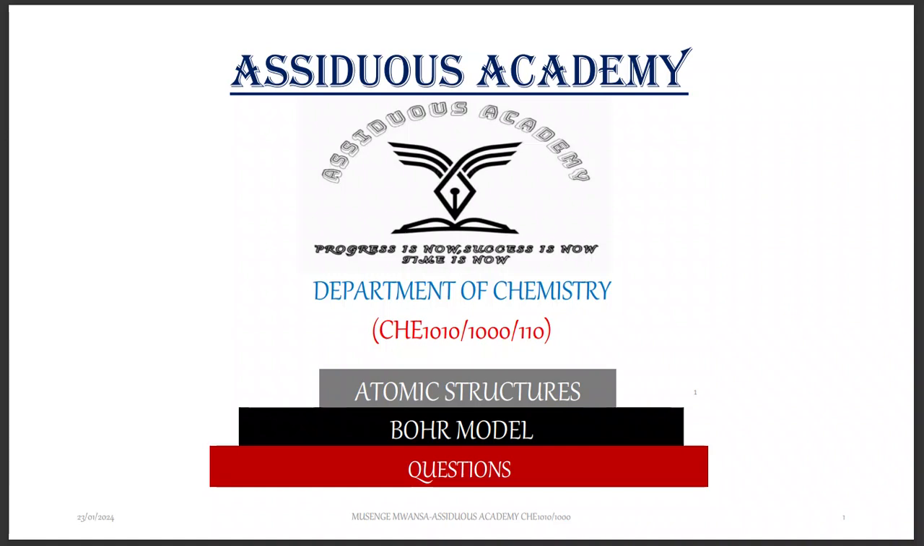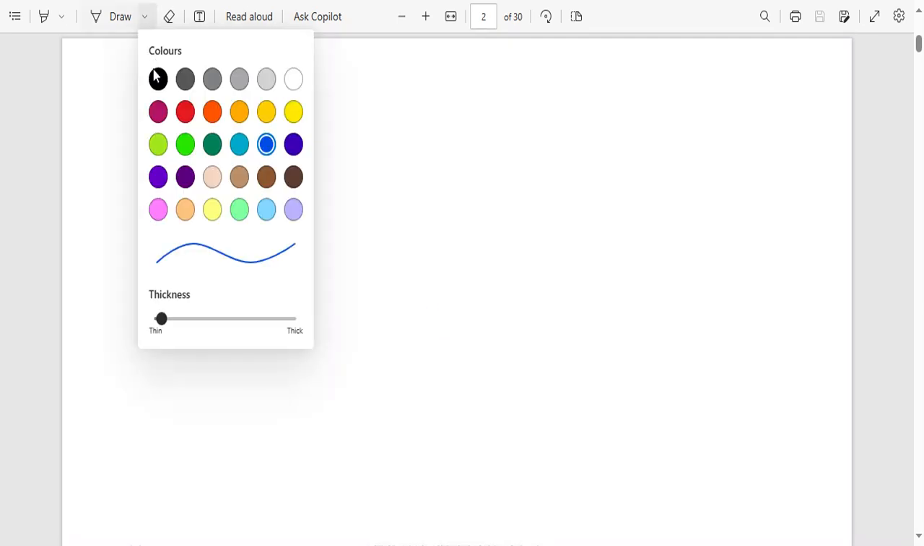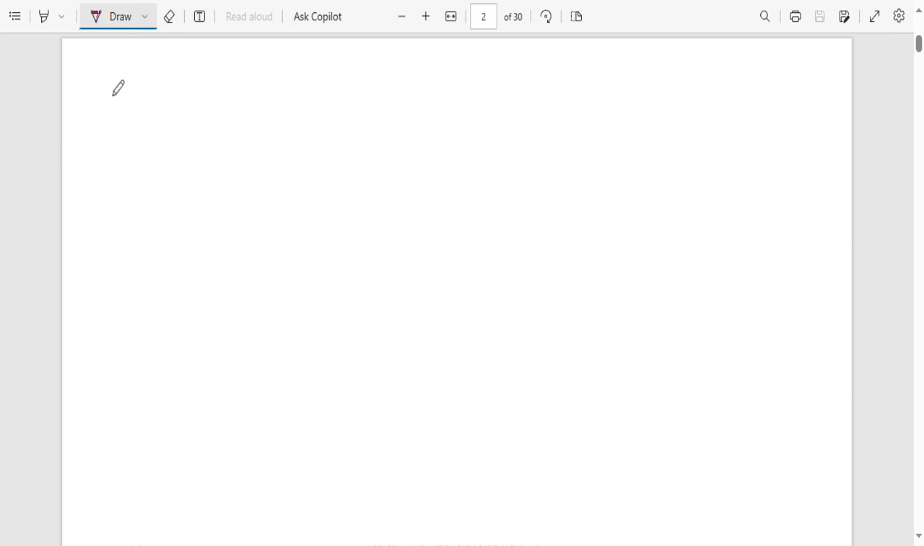So this is atomic structure. Now, when we are discussing atomic structure, basically what we are talking about is an atom. We know the basic parts of an atom: we are going to have electrons. Electrons are located in shells. We are also going to have the nucleus, where we have positive protons and neutral neutrons.